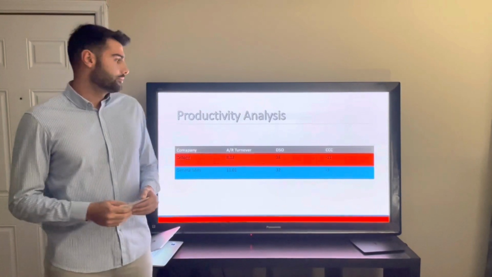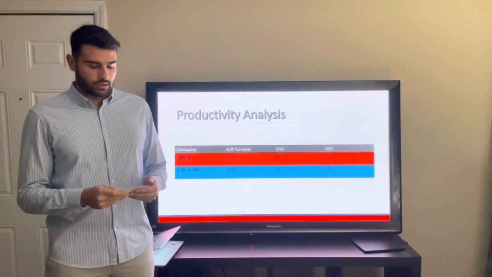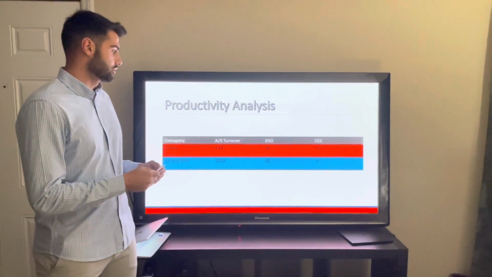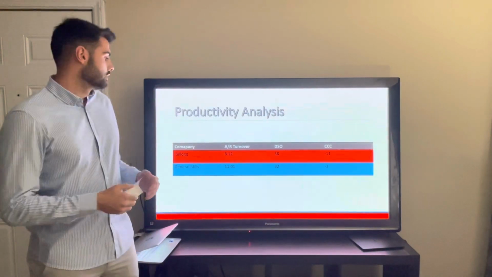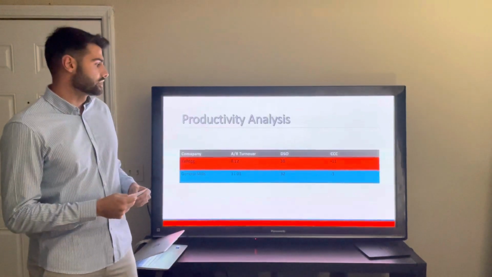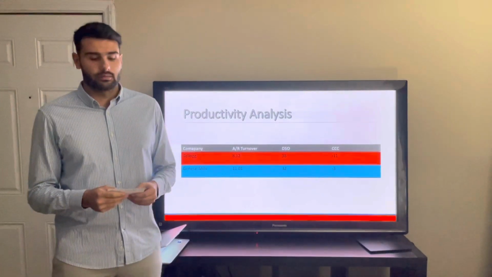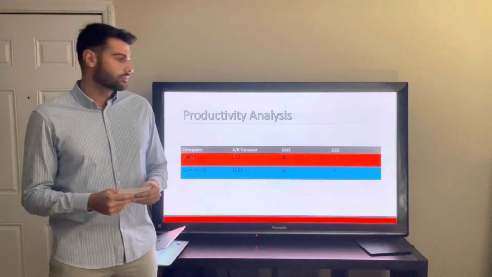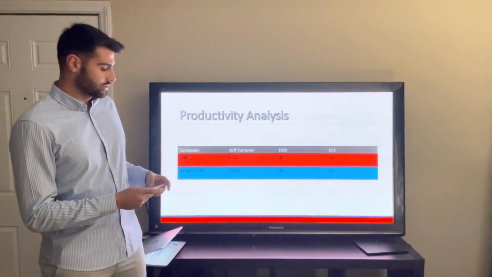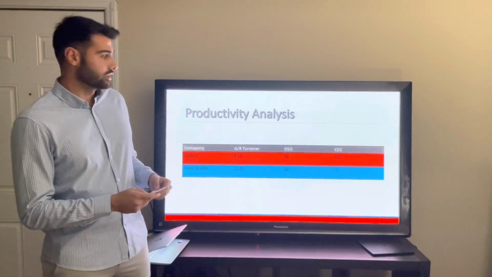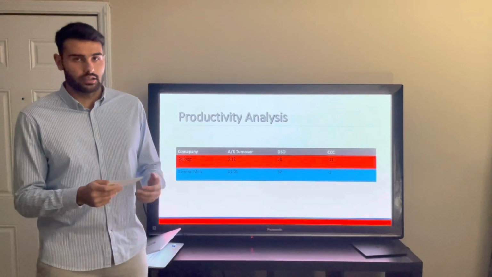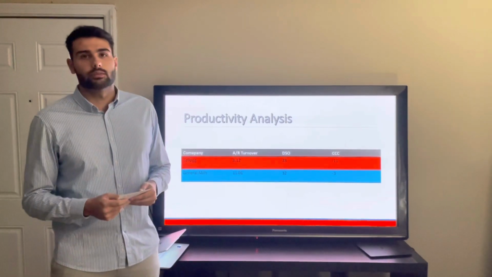Productivity analysis is how effective a company is in terms of managing credit. This is calculated by accounts receivable turnover, days sales outstanding, and cash conversion cycle. As you can see, General Mills has a better ratio in accounts receivable turnover, which means that General Mills is managing credit better. Also, General Mills has fewer days sales outstanding, which means it needs less time to sell the product.